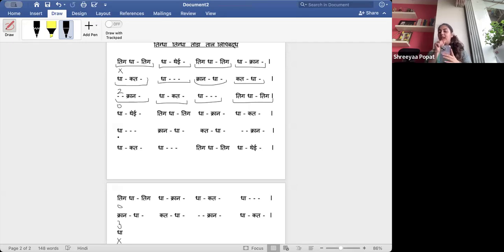Okay. Everywhere under tig, you can put the round bracket. Under kran, put the halant for the half sound. And under kat also put the dash for the half sound.